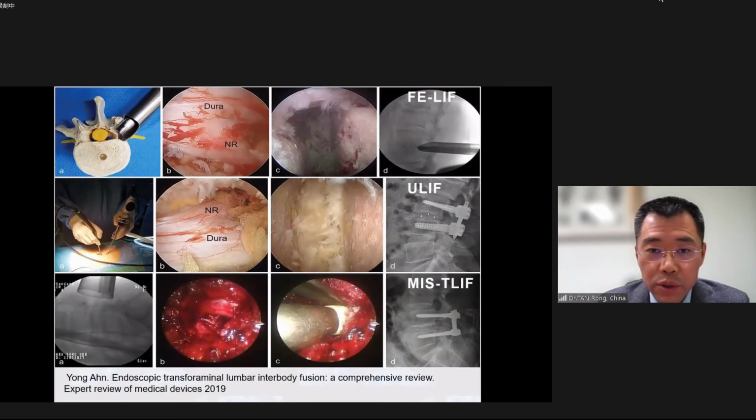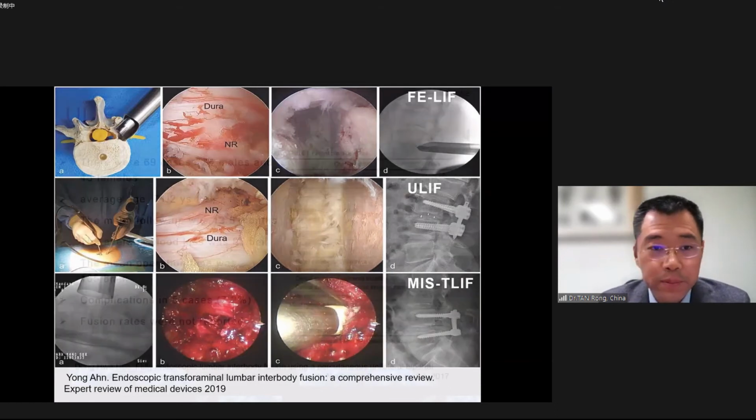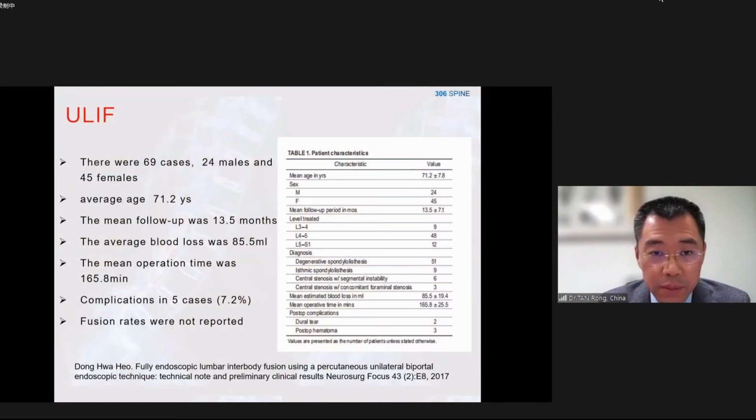This literature also shows the views of different kinds of techniques for full endoscopic LIF, ULIF and mis-TLIF. We can clearly see that the ULIF view is much clearer than mis-TLIF, maybe the same as full endoscopy. People reported some results of the ULIF.